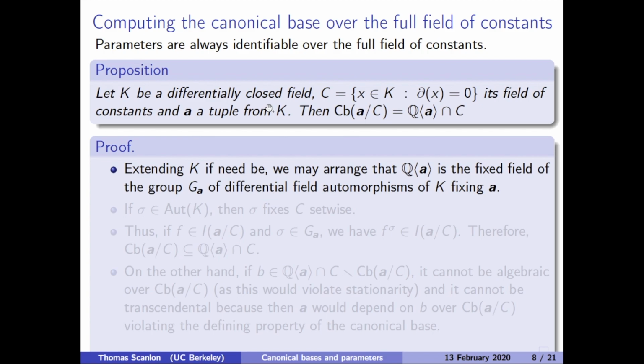Now we make an observation. The observation is that the constants are just defined by an equation x prime equals 0. So if x prime equals 0, then sigma of x prime equals 0.